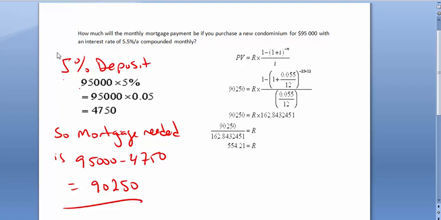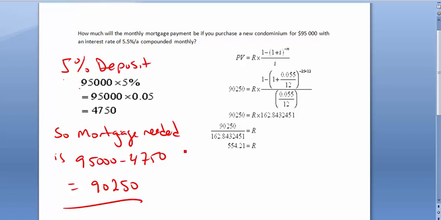So they actually, in the content page as well, said there's a 5% deposit. So that's 5% of 95,000. 95,000 times 0.05 is 4,750. That's how much deposit you're going to put in. So you actually only need to mortgage, or need to borrow, 90,250.